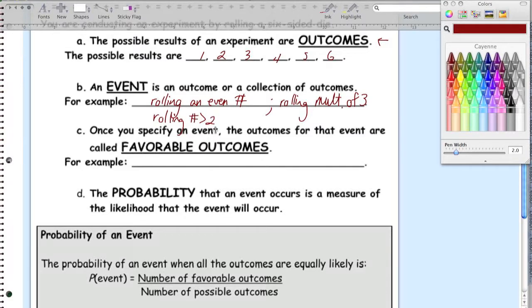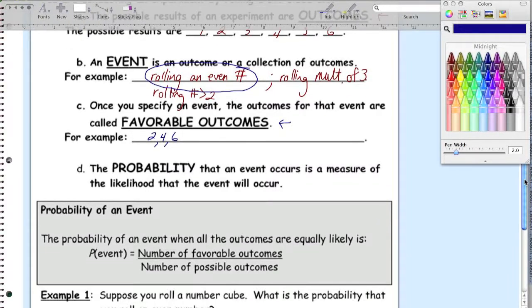Now each of these events is going to have different outcomes that you want to get, a different collection of outcomes, and those are known as favorable outcomes. So once you specify an event, the outcomes for that event are called favorable outcomes. So let's focus on rolling an even number. The favorable outcomes for rolling an even number would be 2, 4, and 6. Those are the things you want to roll. If you're playing somebody in a game and they say, if you roll an even number, you win, you're hoping to get a 2, a 4, and a 6 because those are your favorable outcomes. They're the things you want.